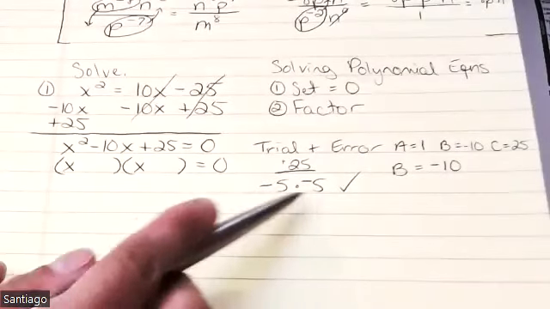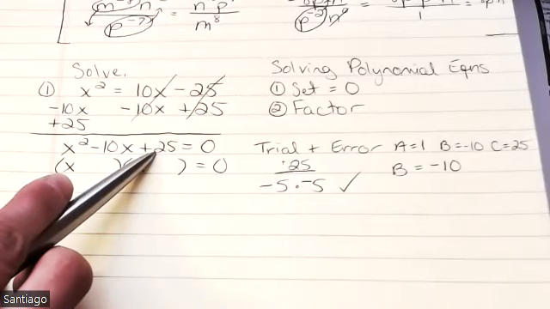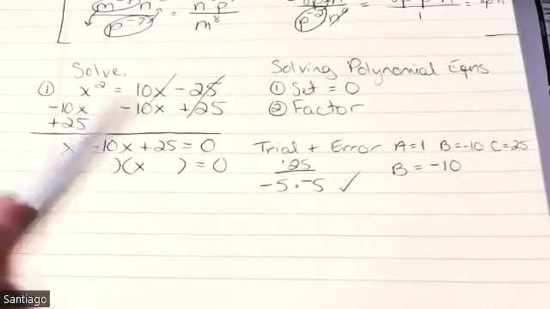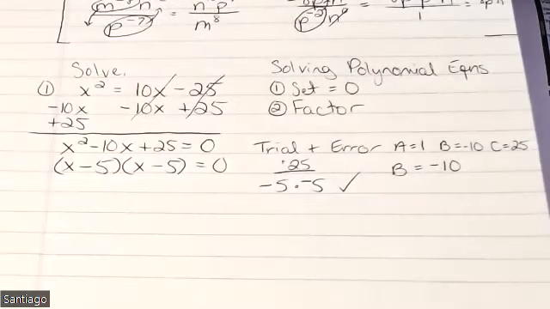And then of course we have these two factors of 25. So -5 times -5 is a positive 25, where when we combine these, we get -10. So we've got -5 minus 5.